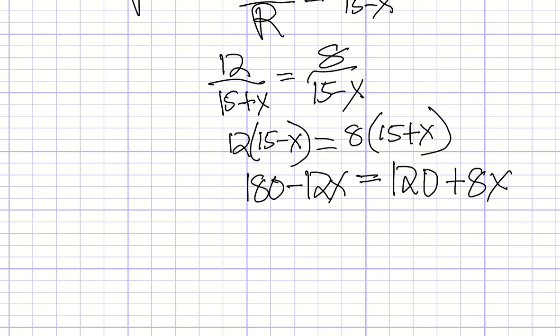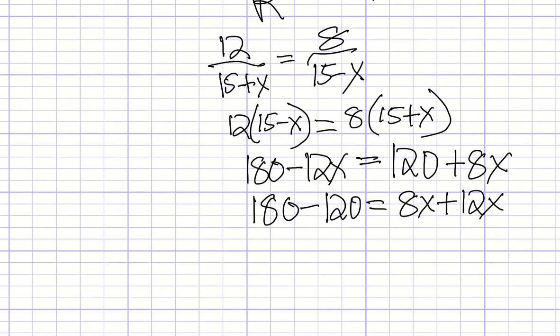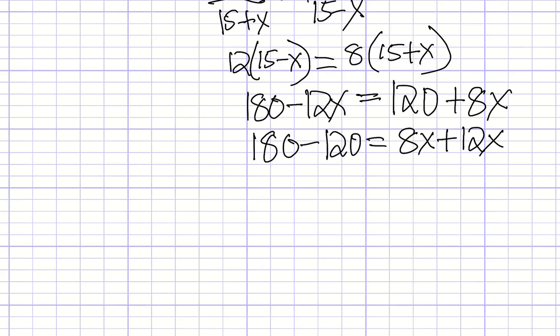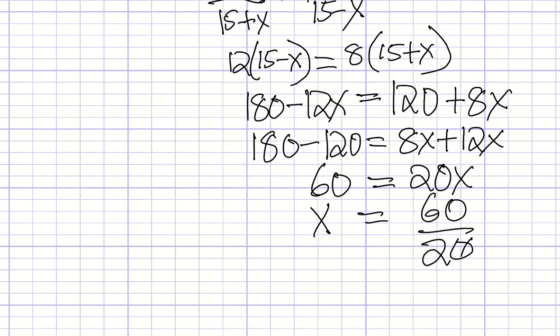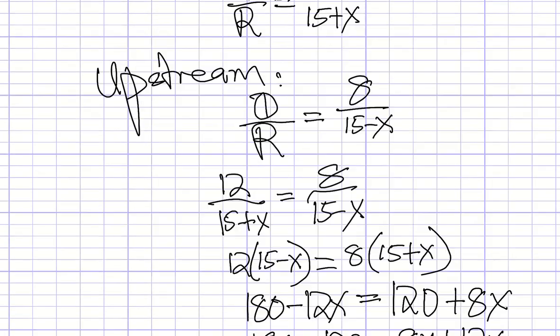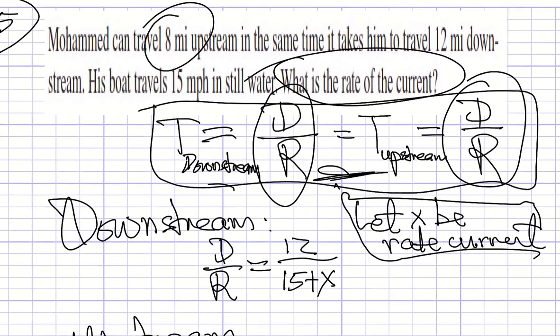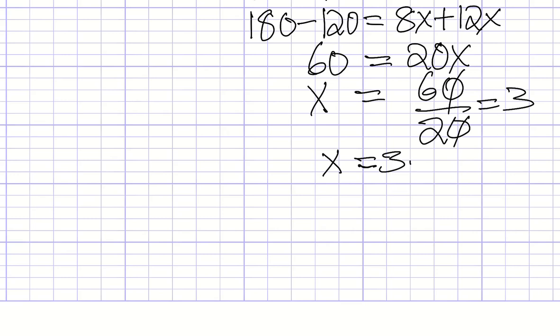Okay, so you move things around, you get 180 minus 120 is equal to 8x plus 12x. Okay, fine. Let's do that. What do you get? You get 60 is equal to 20x. Yeah, so you can say x equals 60 over 20, and that will give you 3. So x equals 3. What is that? 3 miles per hour. That's the rate of current. 3 miles per hour is the rate of current, and we're done with that.